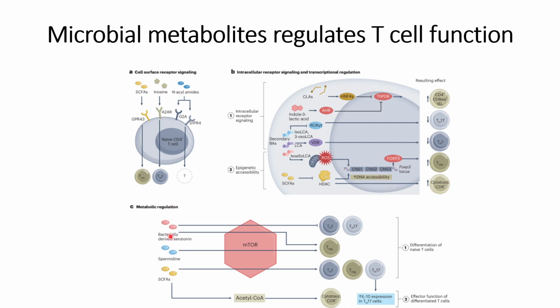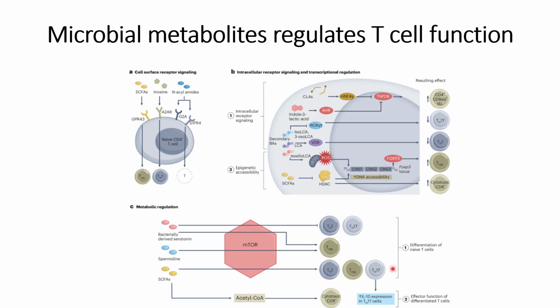And in terms of the metabolic regulations, mTOR plays a main role. For CD4 plus T cells, mTOR regulates differently, and for CD8 plus T cells it regulates differently. For bacterial derived serotonin, when it interacts, mTOR will get activated, and it will prevent the Th1 and Th17 differentiations from T cells, and at the same time it will promote regulatory T cell differentiations. Spermidine will also promote mTOR towards regulatory T cell differentiation. And the short chain fatty acid, when it interacts with mTOR, will also cause Th1, regulatory T cell, and Th17 differentiation.